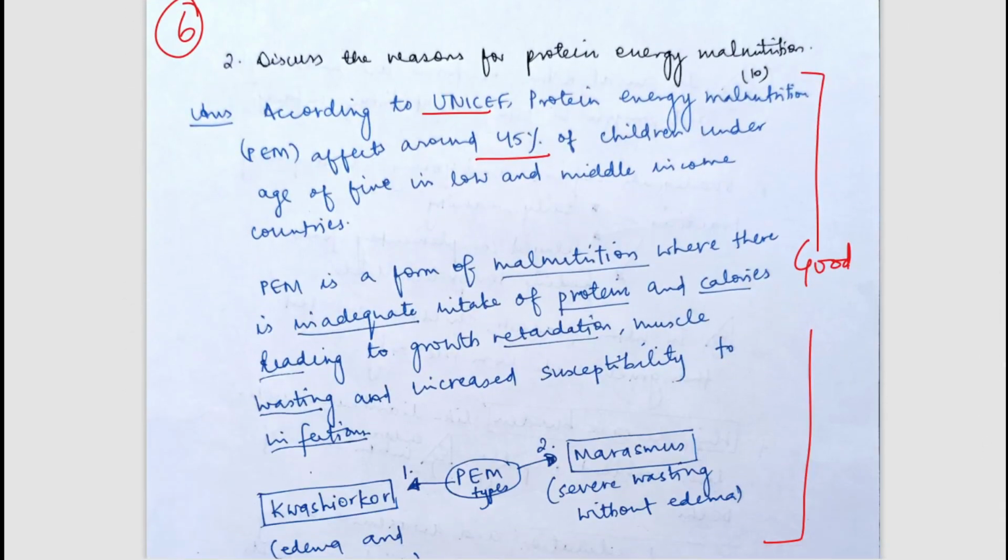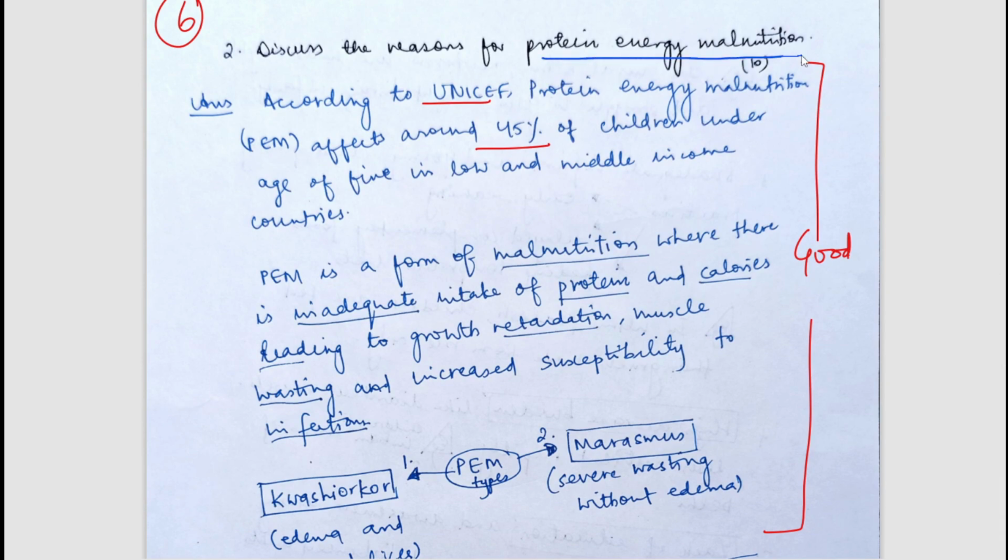The next question is, discuss the reasons for protein energy malnutrition. We all know what protein energy malnutrition is. It is the form of malnutrition where there is inadequate intake of proteins and calories, leading to growth retardation, stunted growth, and wasting. These are some of the things which lead to infections due to protein energy malnutrition. As per UNICEF, around 45% of children under the age of 5 in low and middle income countries, especially African and South Asian countries, are suffering from protein energy malnutrition.